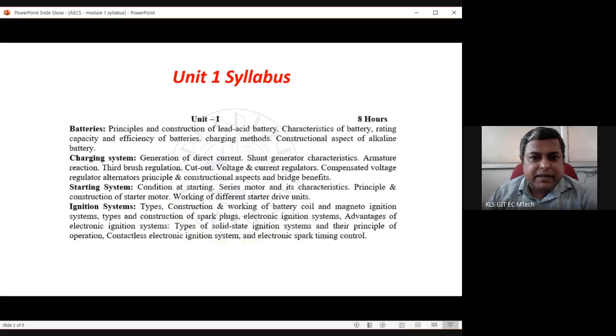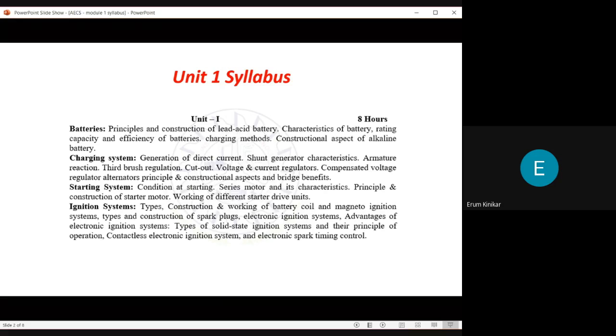So first topic is battery. We'll be talking about lead acid battery only. Second one is charging system. Under charging system you can write down shunt generator, voltage regulator. So I think you know what is a voltage regulator. Can anybody tell me what is the regulator doing? Or what does the regulator do? It doesn't allow the fluctuation and it keeps the voltage constant.